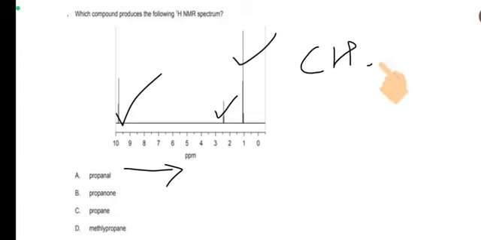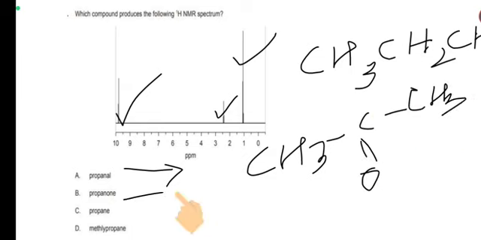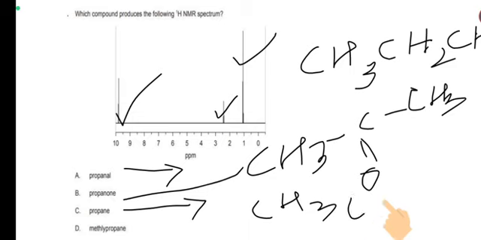Propanol, which is CH3, CH2, CH2OH. This is the structure of propanol. Propanone, CH3, C double bond O, CH3. This is propanone. Propane, which is CH3, CH2, CH3. Methyl propane, in which one of the hydrogen atoms would be replaced by a methyl group.